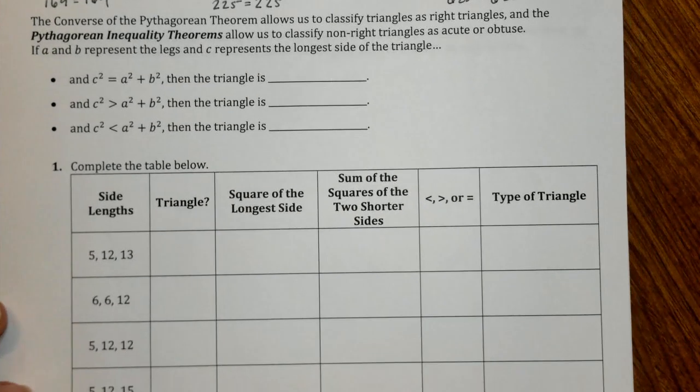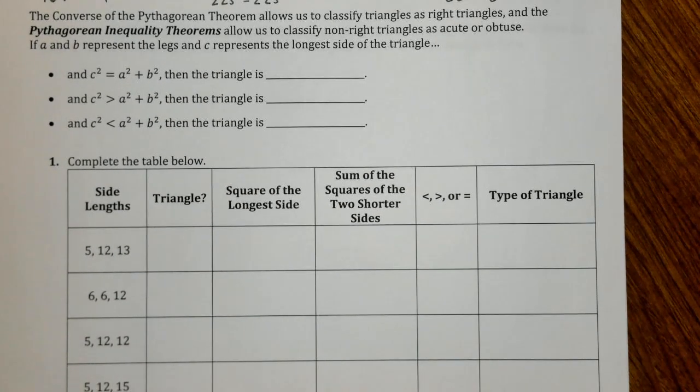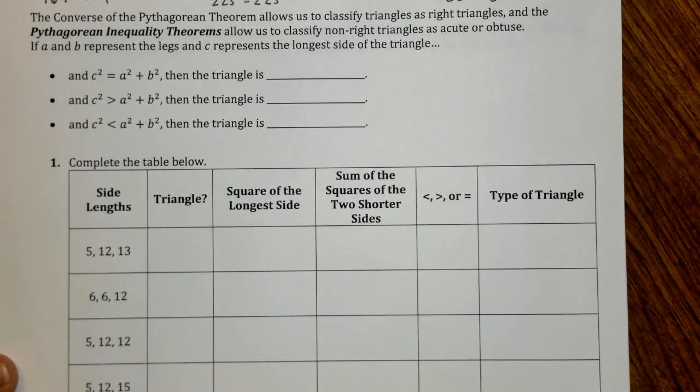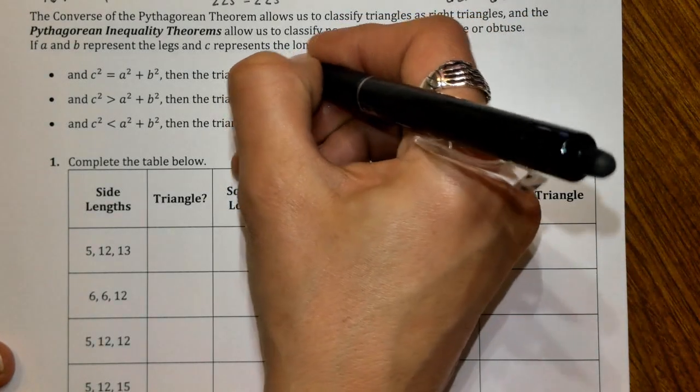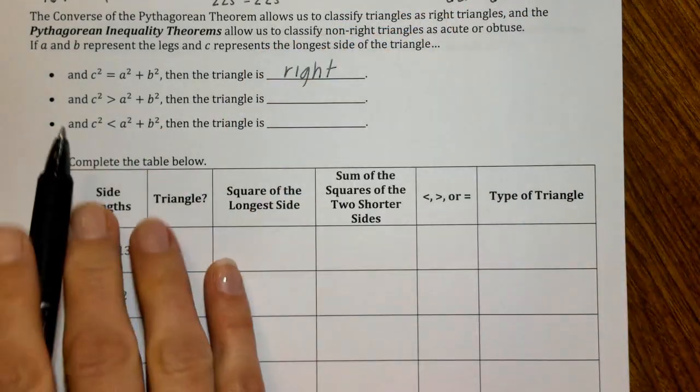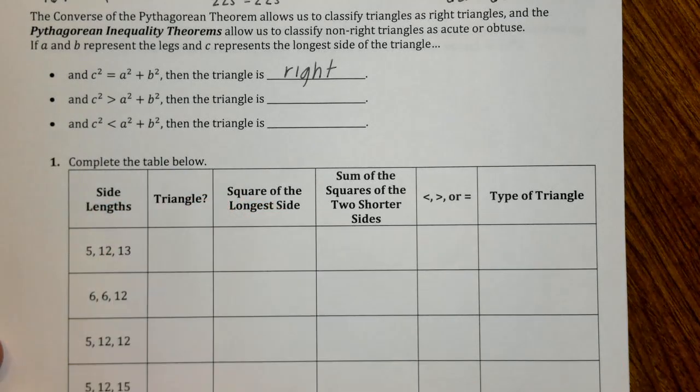Now, the converse of the Pythagorean theorem is also going to allow us to classify our triangles, not only as, hey, are they right triangles, but we can use the Pythagorean inequality theorems to see if our non-right triangles are acute or obtuse based on these inequality statements. The first one states that c squared equals a squared plus b squared. Well, we just got done with that. This means the triangle is right.